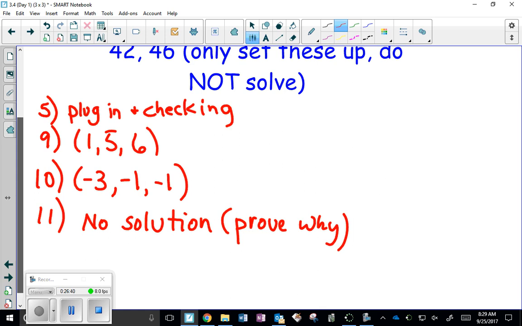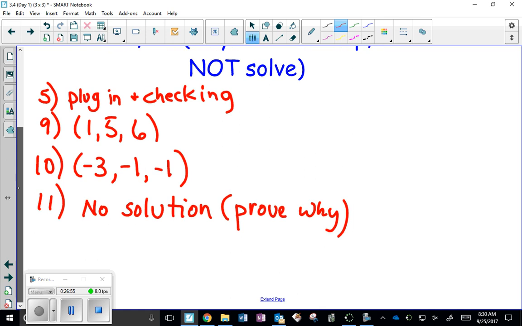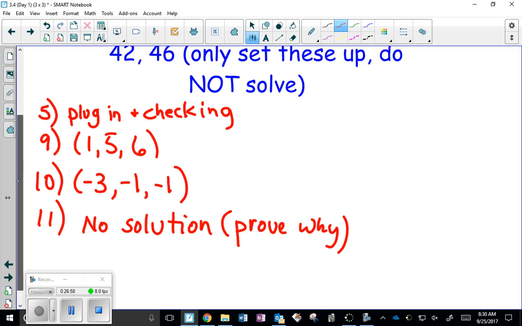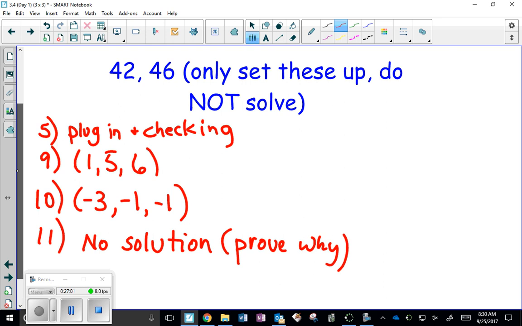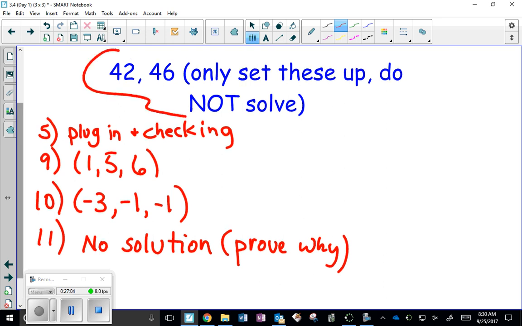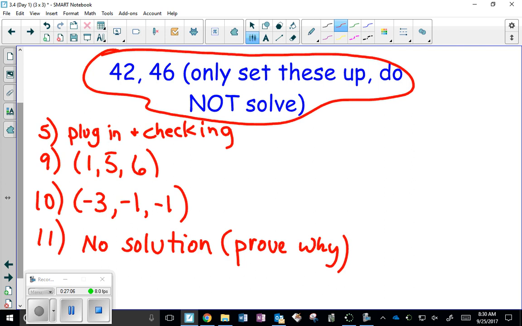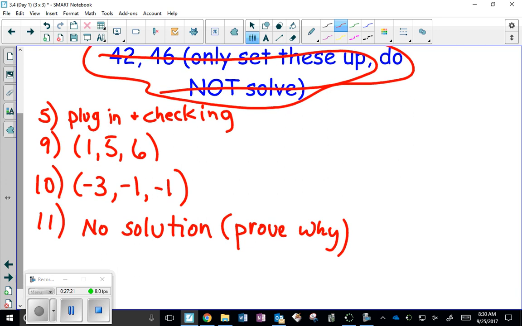As you're working it, you'll come up with a situation just like you do with 2x2s, where all the x's cancel out, all the y's cancel out, you're left with some false statement. I just want you to see that, and as soon as you see that as you're working, stop and say no solution. Okay? So let's go with that. Those of you who are feeling confident and have done the others, then 42 and 46, only set them up. Do not solve them. You're just going to set up the 3 equations for the word problems. Actually, no. We'll do those tomorrow. I'm changing my mind on the spot. Let's just concentrate on the mechanics today.